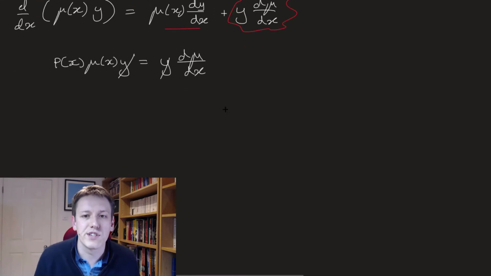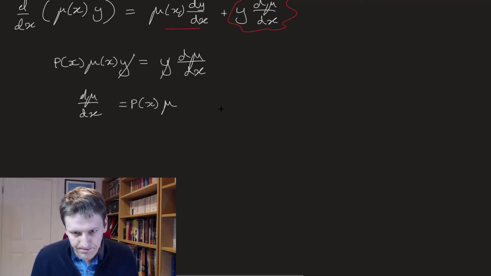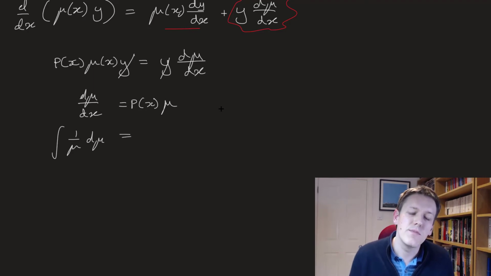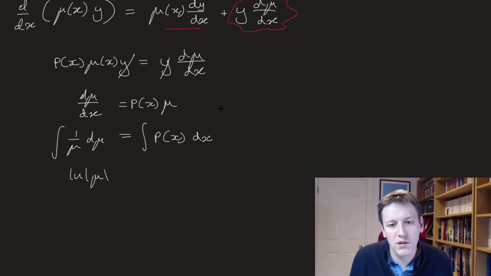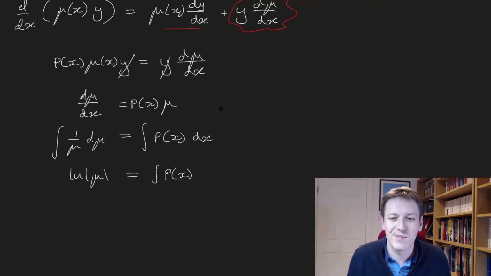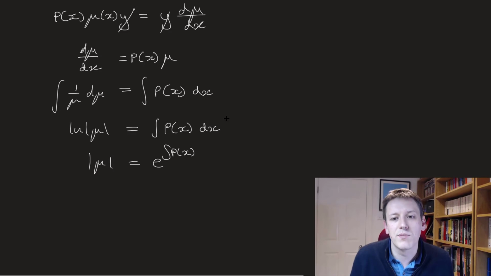So I'm just looking to solve this separable differential equation, d mu by dx equals p of x times mu of x. I'll just write that as mu again, so I get 1 over mu d mu integrated equals the integral of p of x dx. And again, log mod mu equals the integral of p of x dx. So again, we get the modulus of mu equals e to the integral of p of x dx.